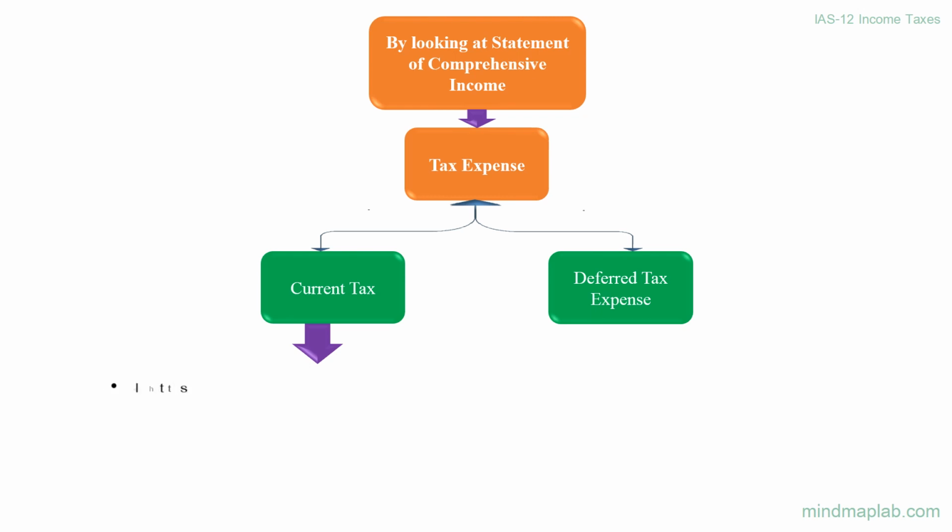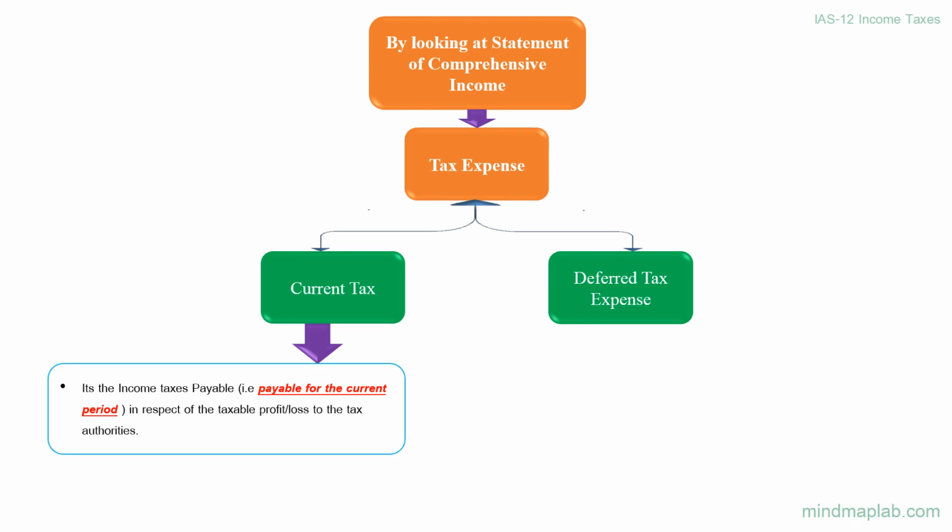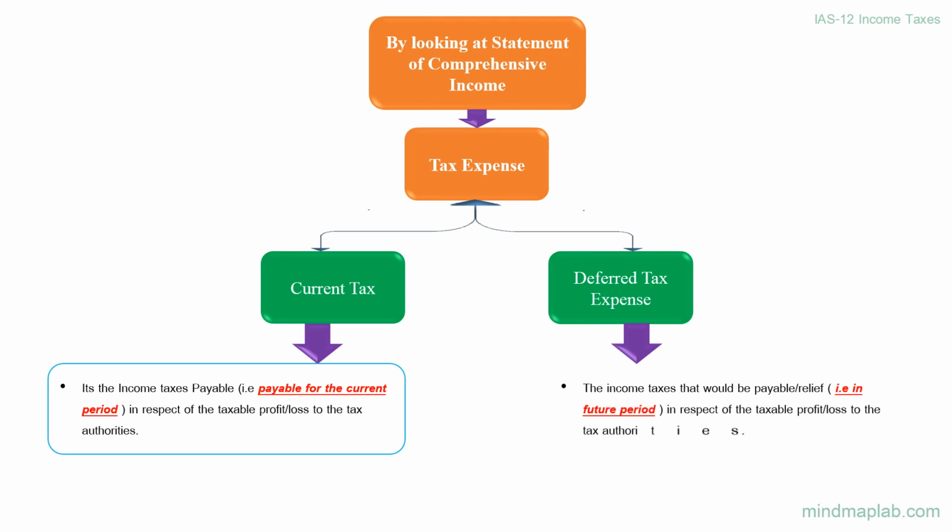Current tax is the income taxes payable for the current period in respect of the taxable profit or loss to the tax authorities. Deferred tax expense or credit is the income taxes that would be payable or relief in future periods in respect of the taxable profit or loss to the tax authorities. IAS 12 Income Taxes requires the calculation of both figures.